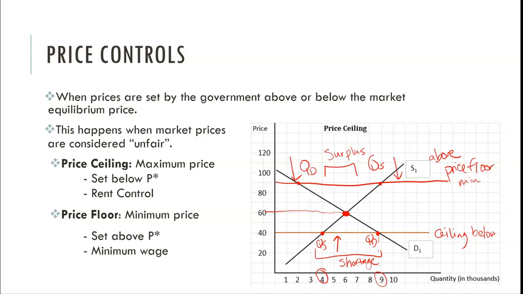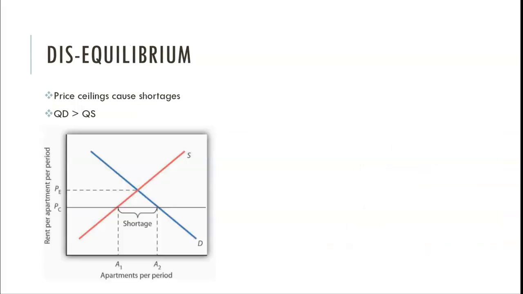In a wage situation, this would be a labor market. So a surplus in the labor market means we have a lot of unemployment because the quantity supplied is the number of workers and the quantity demanded is the number of jobs available. Oftentimes, price floors are also set in agricultural markets as well, which we'll talk about more later.